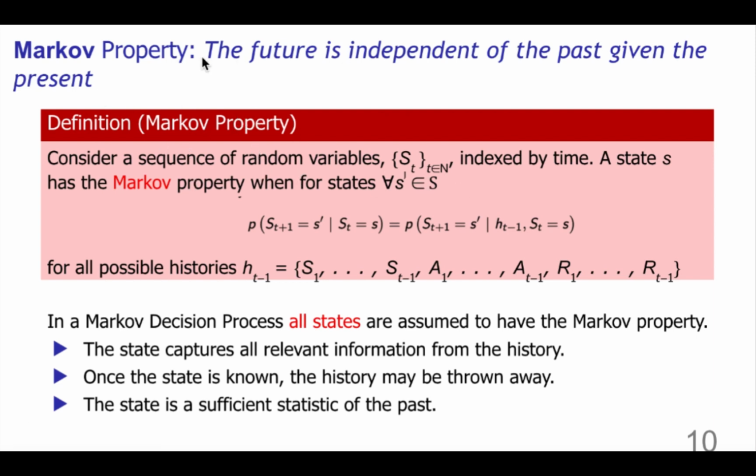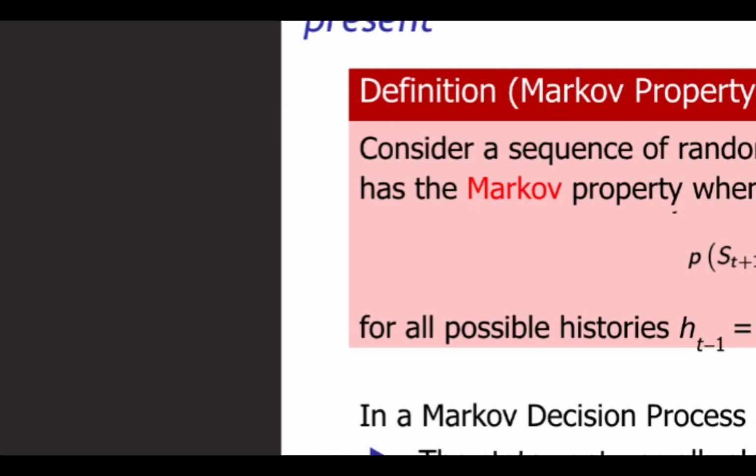But the concept is this one. When we say Markov property, we are referring to the property where the future is independent of the past given the present. So the future is usually dependent on the present. Let's formulate that. Consider a sequence of random variables, S at T, which simply represents the agent state, indexed by time. A state S has the Markov property if the probability of the next state given the current state is equal to the probability of the next state given the history and the current state of the agent.